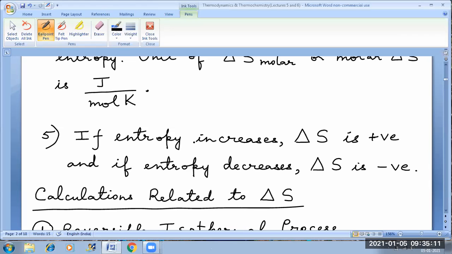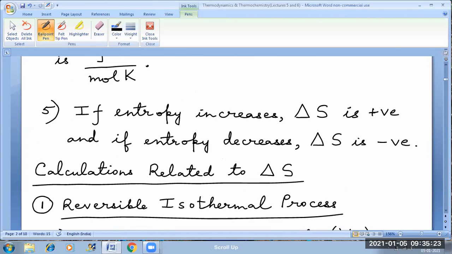So calculations related to delta S. Whatever calculations we need to do in chemistry will be discussed one by one. Now, before that, briefly, I'll take you back to the concept of reversible and irreversible processes. So let's come to that.